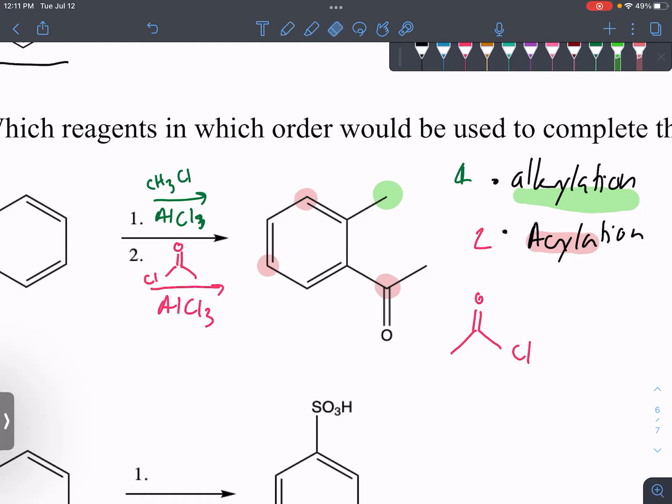So yeah, our acyl group was this. So we slap a chlorine on there and we get our reagent.